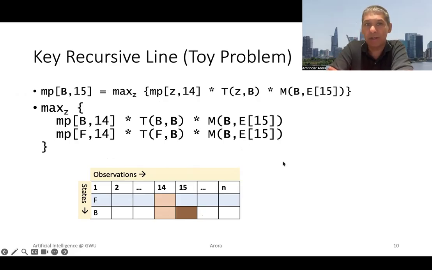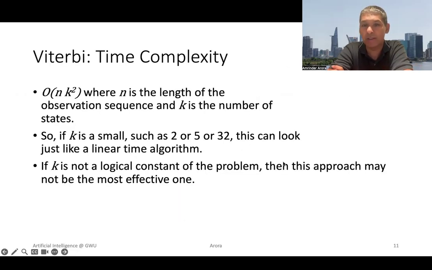So that's basically the Viterbi algorithm time complexity, as you can easily observe that, because it's a dynamic programming algorithm, you have n columns, k rows. So your data structure that you're building out is of size nk. To write each cell, it takes you order of k time. So the total time is order nk squared. Now, if your k is small, like 2 or 3 or something, so it's a logical constant of the problem, then it's pretty much a linear time algorithm.